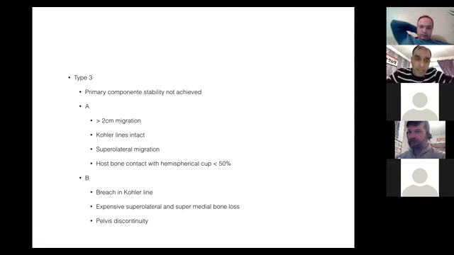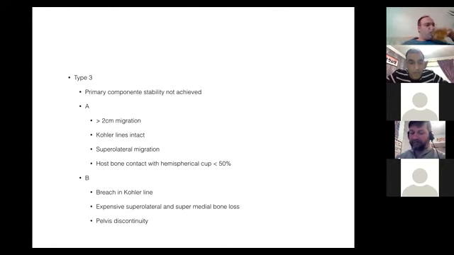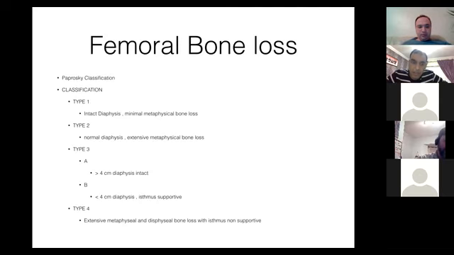So on the X-rays, how is it going to look? There will be ischial osteolysis. The Kohler line will be intact here, but there will be more than 2 centimeters of superior migration, and it's mainly superolateral migration. And the host bone contact with a hemispherical cup will be less than 50%. In type B, the Kohler line will be breached. There will be extensive bone lysis, or there may well be a pelvic discontinuity. If they show you these X-rays, as I said, they are not going to ask you how you're going to reconstruct, but they will ask you how you're going to work it up, and you need to just give them a sensible answer.